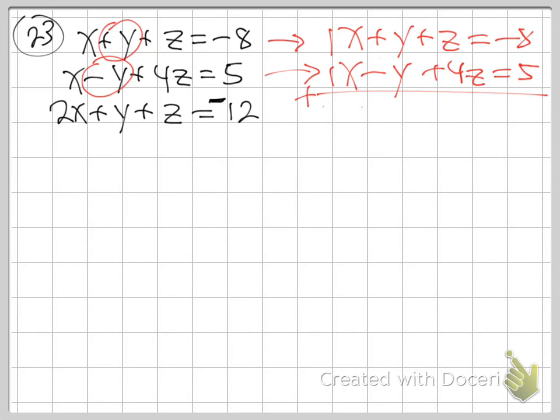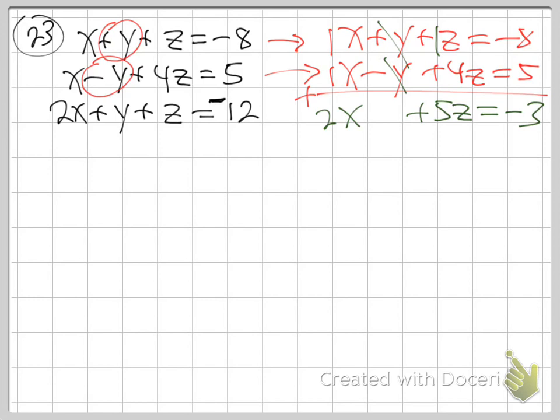So here, let me rewrite this. So 2x, the y's cancel. 1z and 4z, 5z, minus 8 and 5, minus 3. So there's that one. So what did we do? We got rid of y.